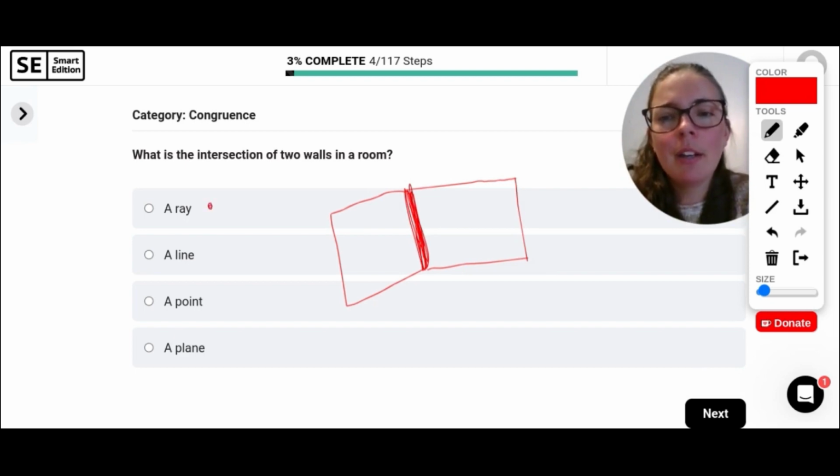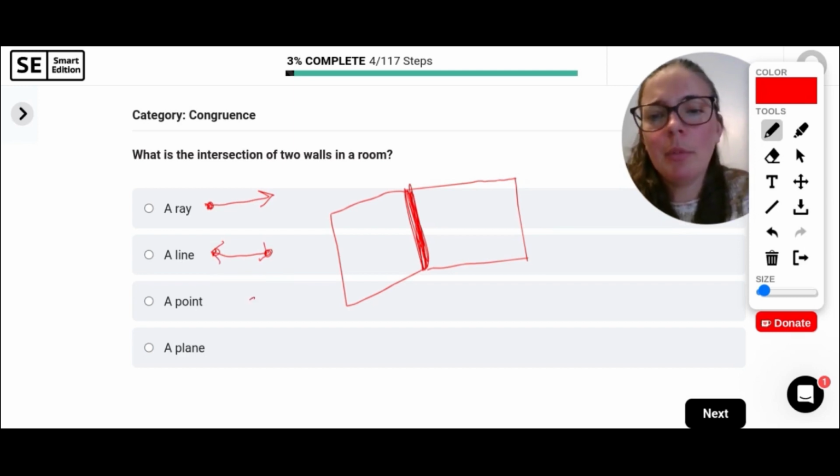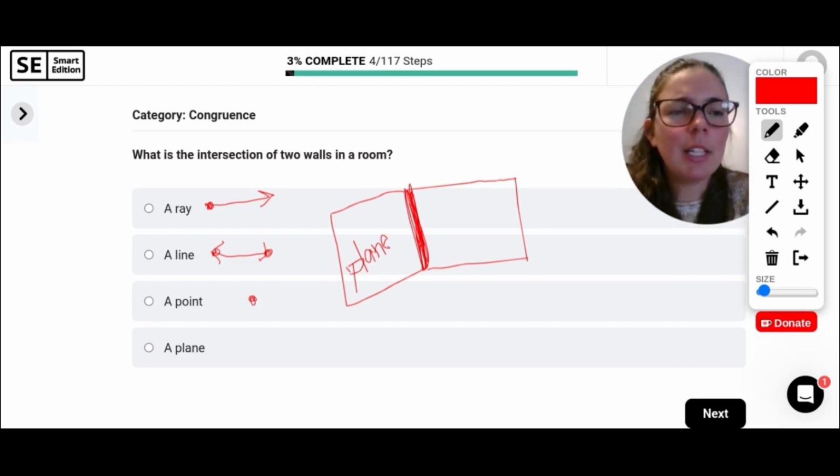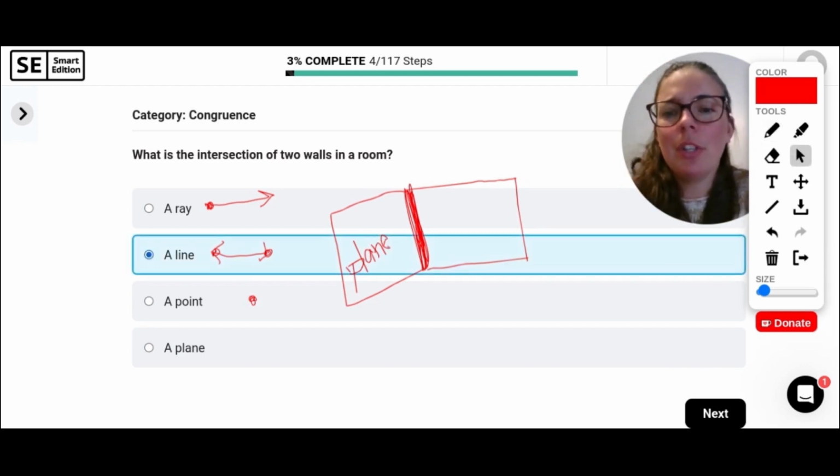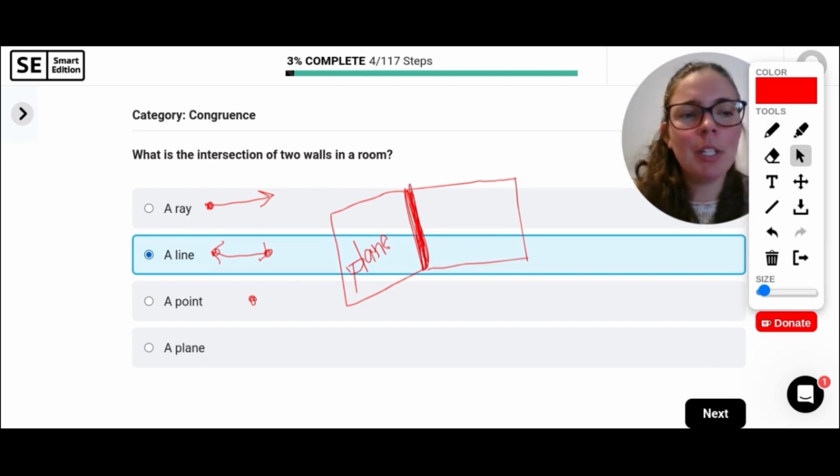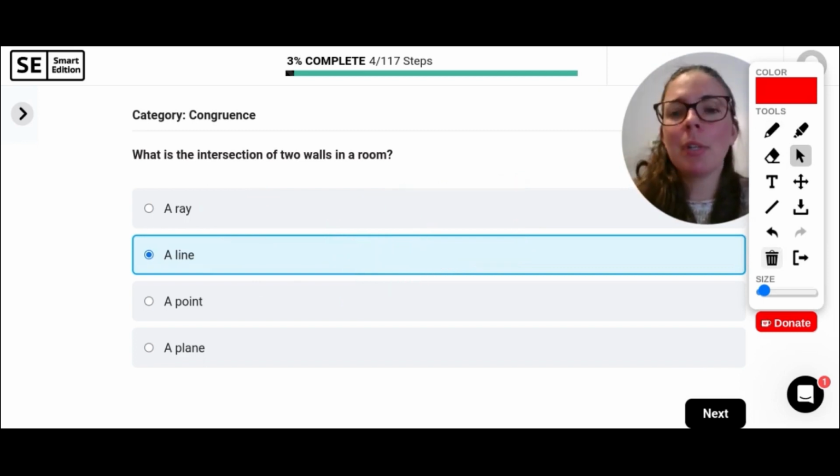So a ray would be something that goes on and on from a point. A line would be something like this. Technically that's a line segment, but it could look like a line. A point is just a dot, and then a plane is actually like one of these walls, so that's like 2 dimensions. So it looks like a line would be our best answer in this question. If a line segment had been an option, that might have been a better option. But given what we have here, we have to choose the most educated guess. The best option here would be a line.